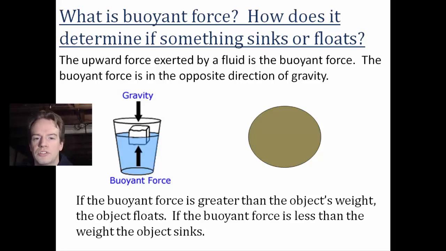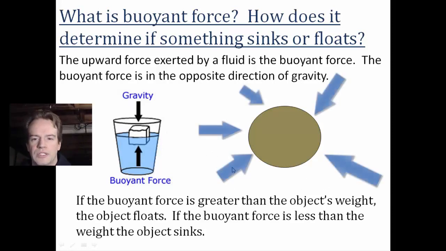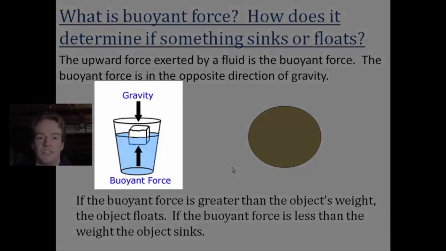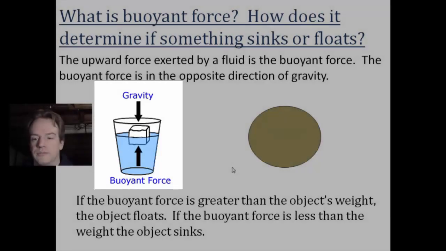If something is submerged, the buoyant force actually works more in the upward direction. So there's pressure on all sides, but there's more pressure from the bottom. And that creates a buoyant force going against that force of gravity. And so we can look at these two opposing forces and determine if they're balanced or unbalanced. If they're unbalanced, it's either going to sink if gravity is greater, or it's going to float if the buoyant force is greater.